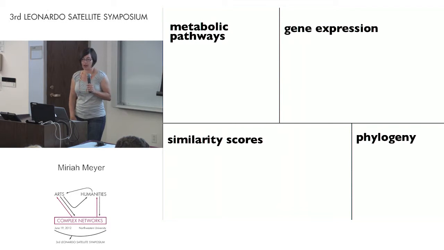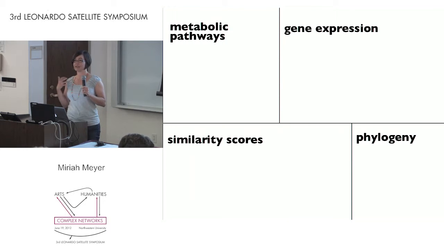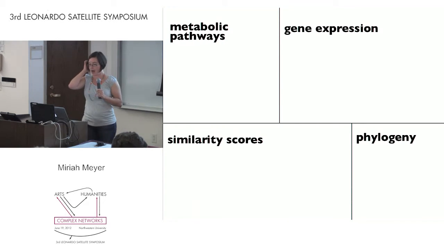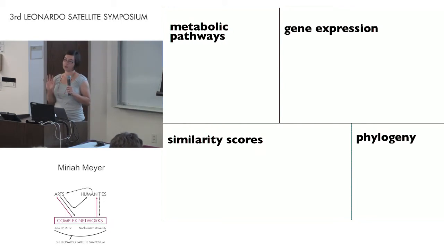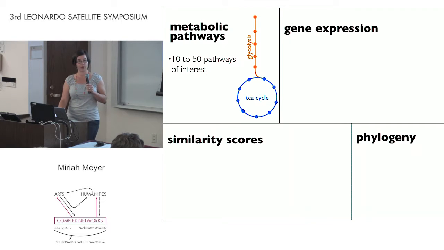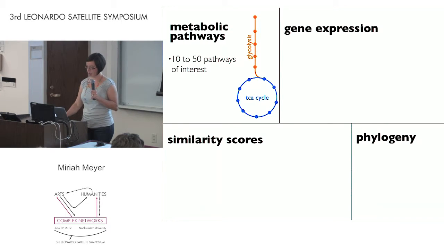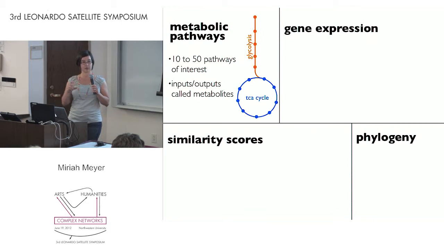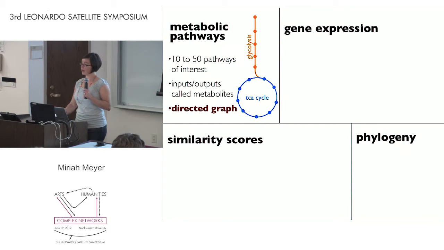Okay, so from our interviews, we came up with an abstraction of the kinds of data this group was working with. And here we learned that they were working with 4 main kinds of data. So the first kind of data was these metabolic pathways. And so they were looking at roughly 10 to 50 pathways of interest that they were studying. The inputs and outputs to the reactions, or the nodes of this graph, they call metabolites. And this data is represented as a directed graph.